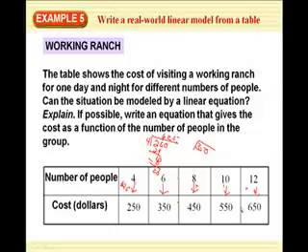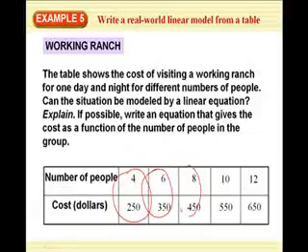Oh, wait a minute. That's not it. They want us, sorry, it's been a while since I've done point slope form. My brain is not with me. What these are right here are points. Okay? So this is like 4, 250. This is like 6, 350. Okay?